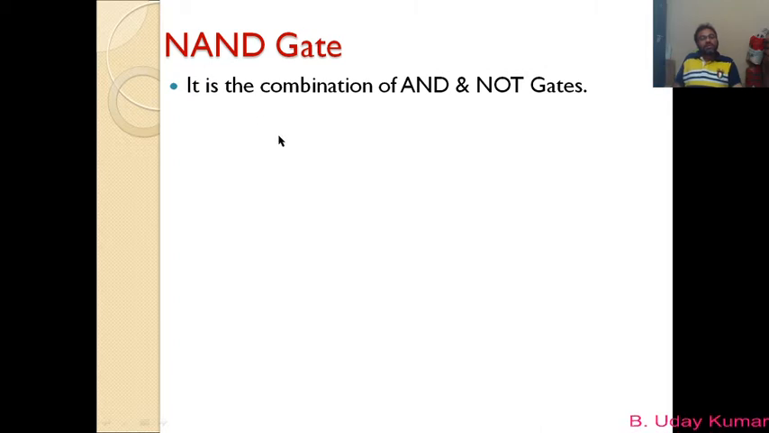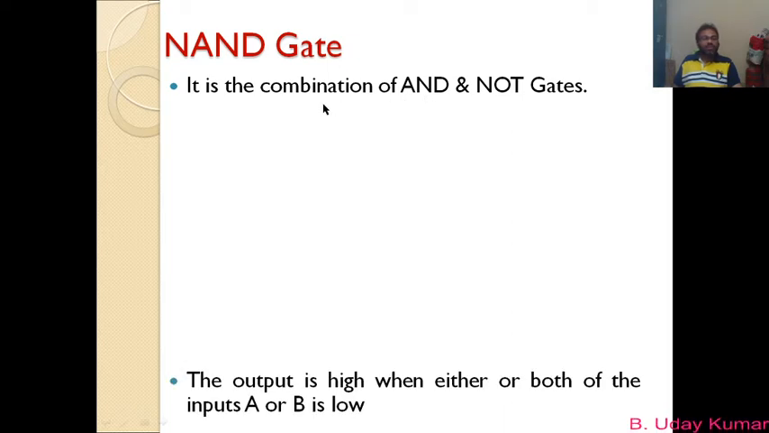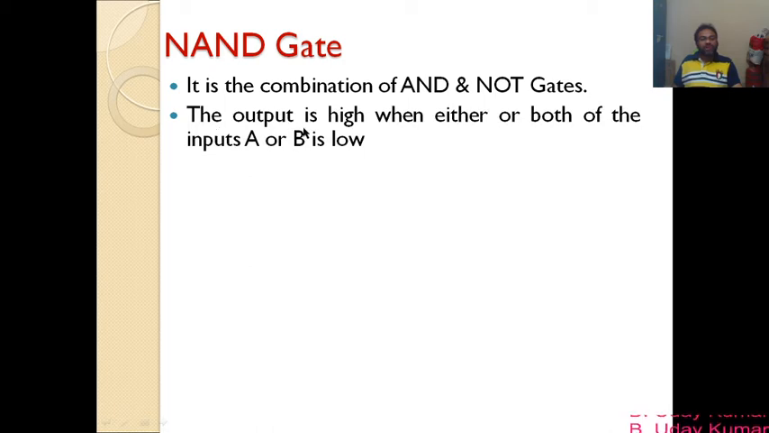So what is a NAND gate? In simple words, just remember that it is the combination of AND and NOT gates. You know what an AND gate is, and you also know what a NOT gate is. So this NAND gate is the combination of AND and NOT gates. And this is the definition of the NAND gate: the output is high when either or both of the inputs A or B is low.